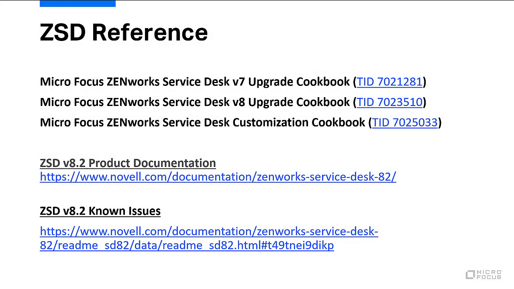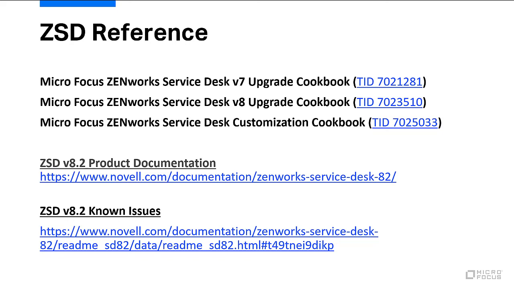Here's some ZENworks Service Desk reference guides. There's a version 7 upgrade cookbook, if you're upgrading and you're on version 7 between different versions in version 7, or the version 8 upgrade cookbook, which is where if you're going from 7 to 8 or from 8.0 to 8.2, 8.2.1, as well as a service desk customization cookbook, how-tos on version 8 to modify color schemes and do particulars in the service desk system.